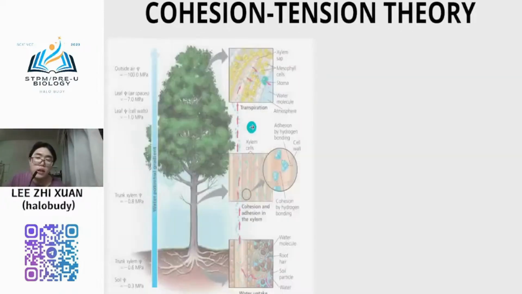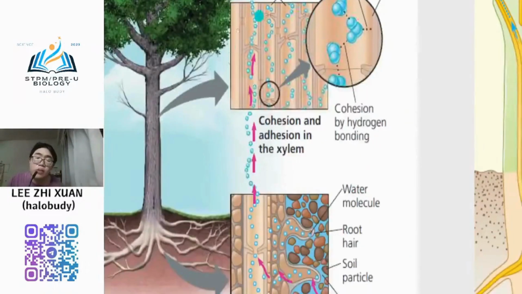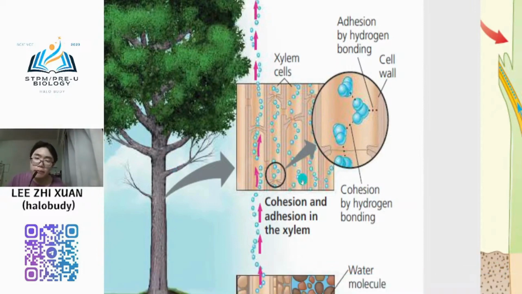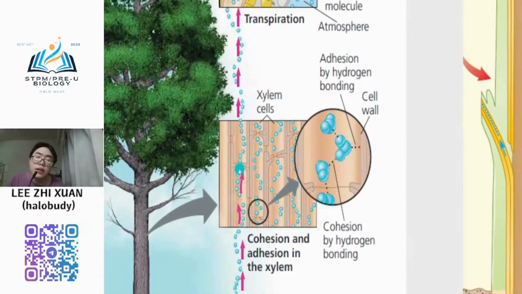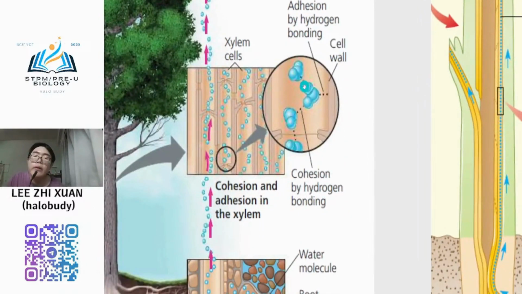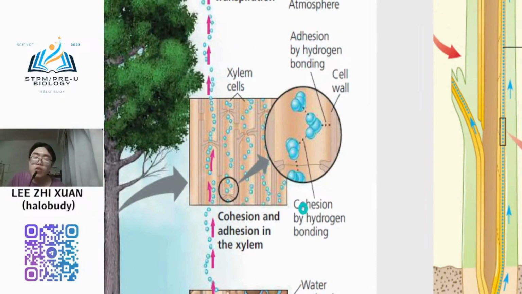So we go back to this diagram. Normally cohesion tension theory occurs in the stem cell, meaning that your water molecule is transported through the stem xylem vessel, transmitted along the stem cell, and the water molecule chain is unbroken. Why? Because we have hydrogen bonds. The property of the water molecule gives us adhesion force and also cohesion force.